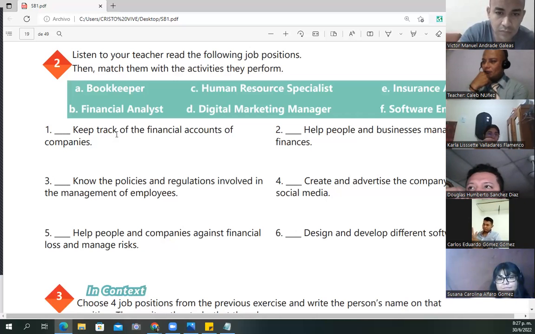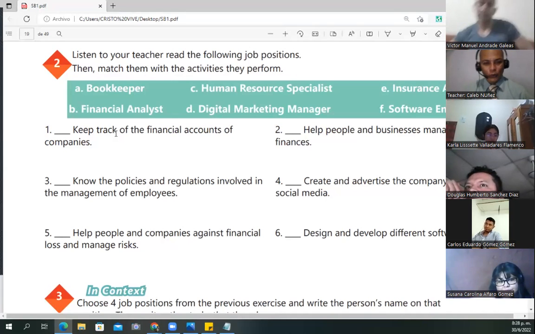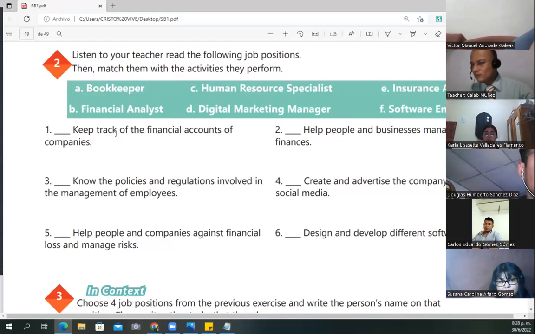Letter C, lowercase e. Insurance agent is un agente del seguro. Bookkeeper, what's the meaning? Es accountant. Ese es el sinónimo de accountant. ¿Quiénes se acuerdan que era accountant? Contador. Entonces, bookkeeper es como que más técnico, right? Pero es lo mismo. Okay. What do you think?